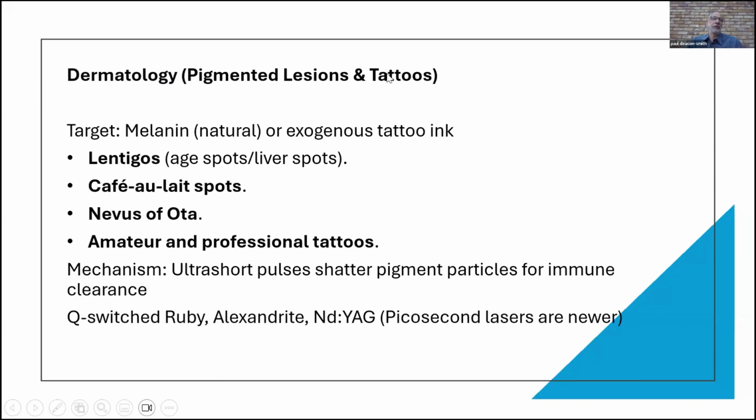Also, you get pigmented lesions and tattoos. So what they target here is the melanin, the natural pigment, and exogenous tattoo ink. So age spots, liver spots, then you have all these specialist spots. Amateur and professional tattoos. Ultra short pulses shatter the pigment particles for immune clearance. So it's your body that gets rid of the particles once they shatter them. And the pigment particles that they're destroying are dye pigments, because that's typically what you would have used in your tattoos. Q-switch rubies, alexandrites, and Nd:YAG.